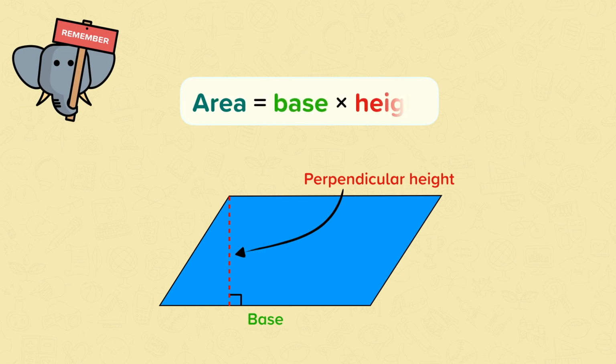Remember, the area of a parallelogram equals its base times its perpendicular height. The perpendicular height is at a right angle to the base.